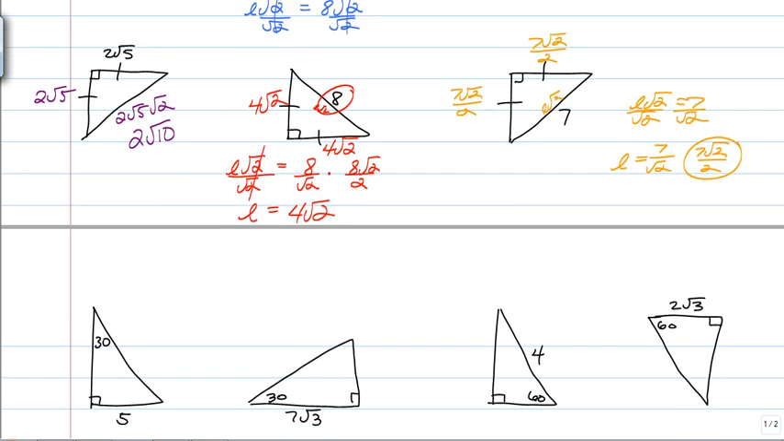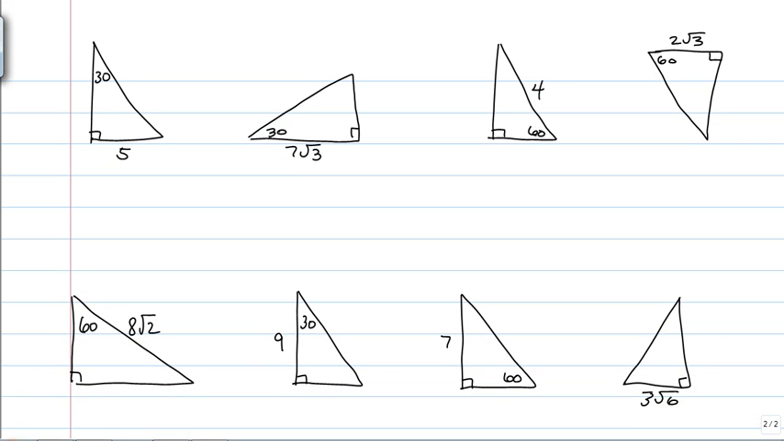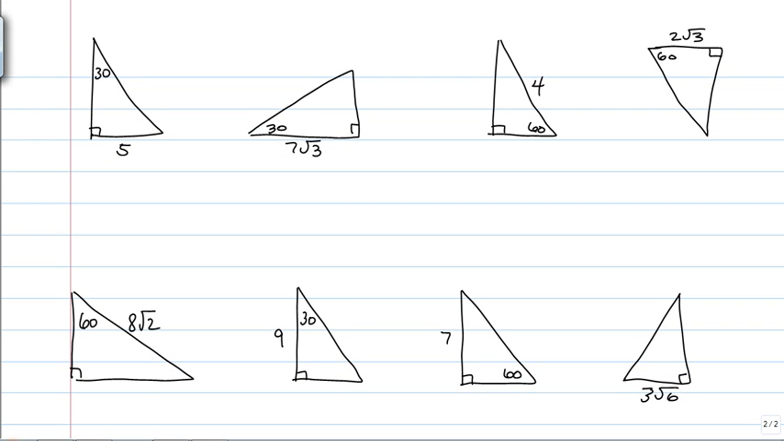Let's talk about some 30, 60, 90s next. Now, again, I'm going to recommend that until you get good at this stuff, you put an S on the short side, you put a 2S on the hypotenuse, and you put an S root 3 on your middle side, opposite of the 60. Always be careful that you know where you're putting what.